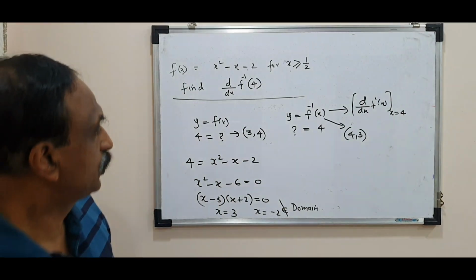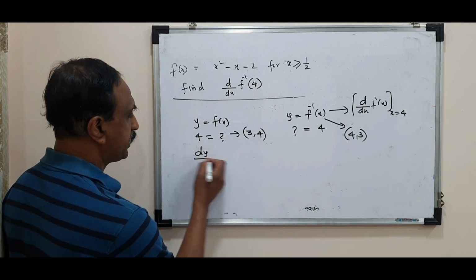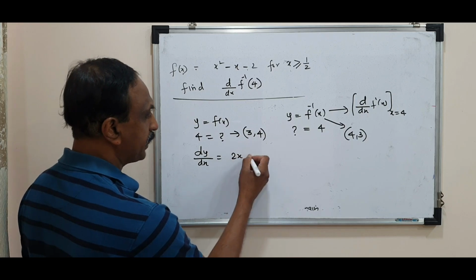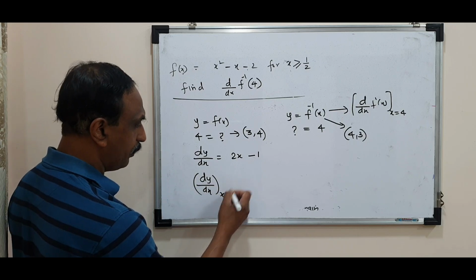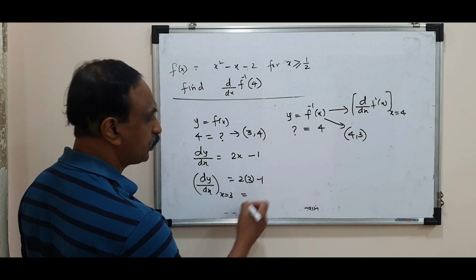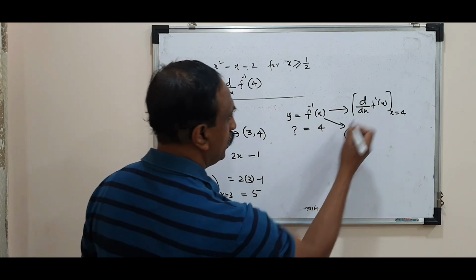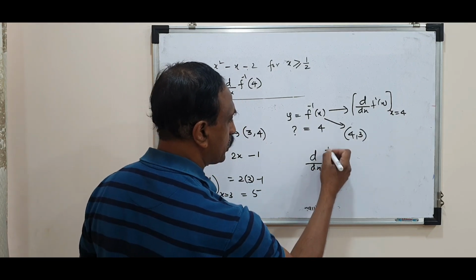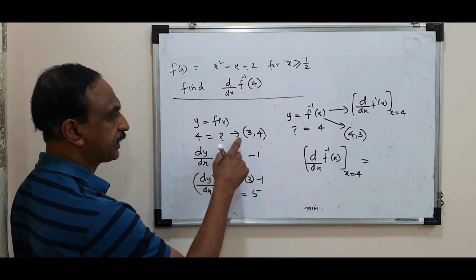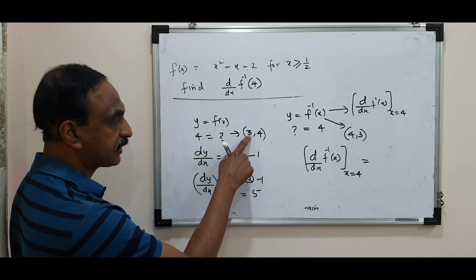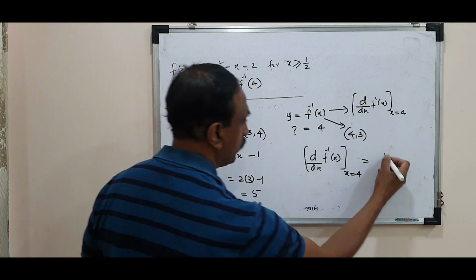So let's have a look now. What have I got? I have dy by dx, which will be 2x minus 1. Dy by dx at x equal to 3 will be 2 into 3 minus 1, which will give me the answer 5. So the derivative of f inverse of x when x takes value 4: when x takes value 3, y takes value 4 in the function, so in its inverse function it will get reversed, and the derivative will be 1 upon 5.